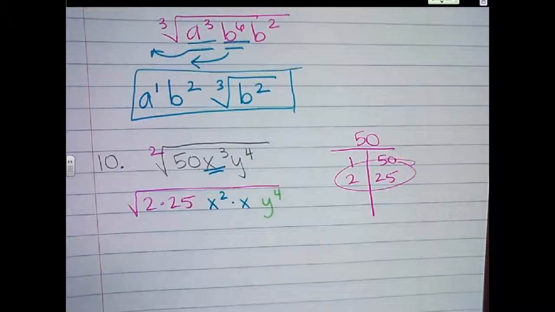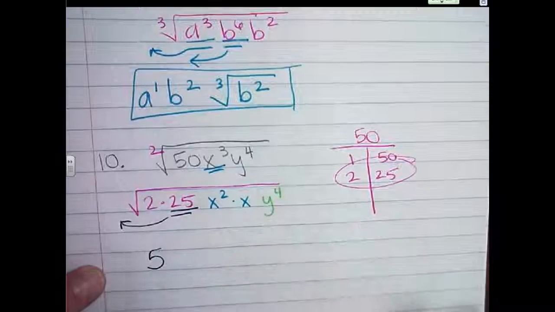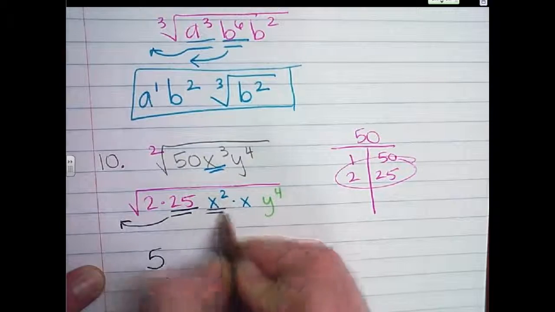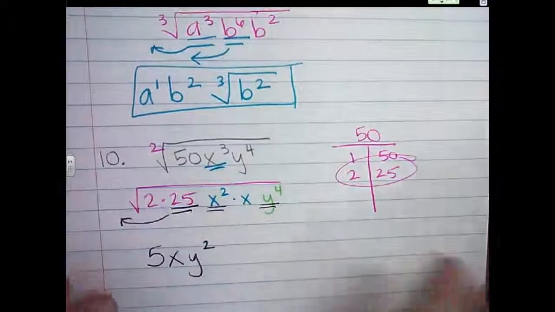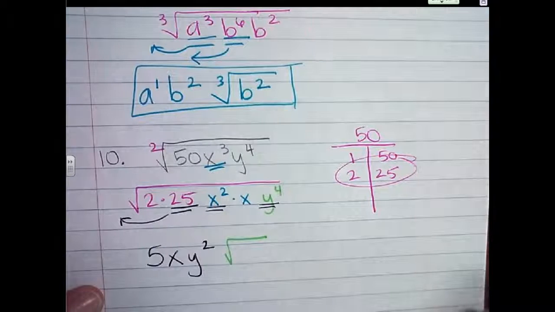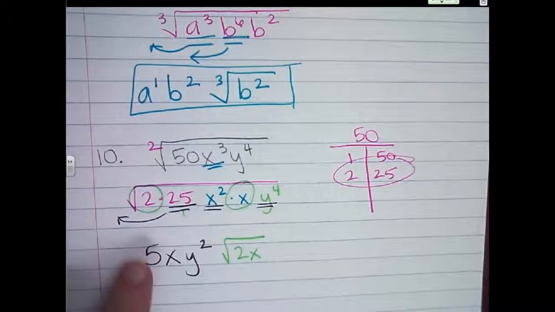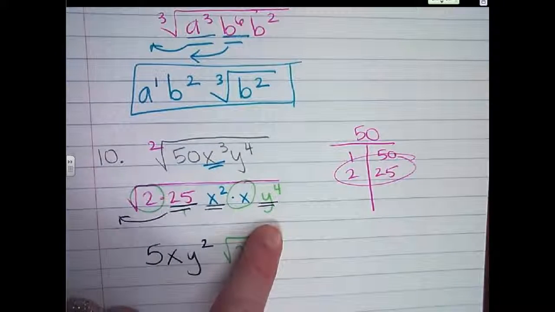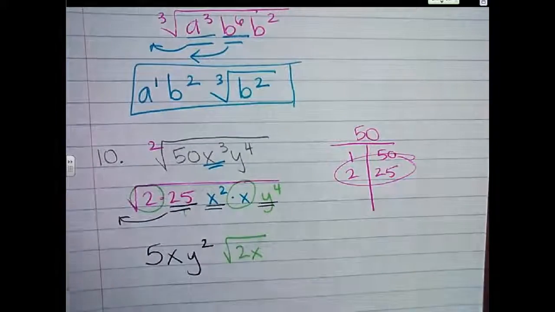Okay, so what can come out? The 5 comes out. What about the x squared? X. And how about the y4? Y2. Good. And what's left on the inside? X, Y squared. Whoa, hang on. Wait. It's just X. There's something else. There we go. So what I do is once I bring it out, like look, I've double underlined everything I took out, and then the leftovers are the 2 and the x.